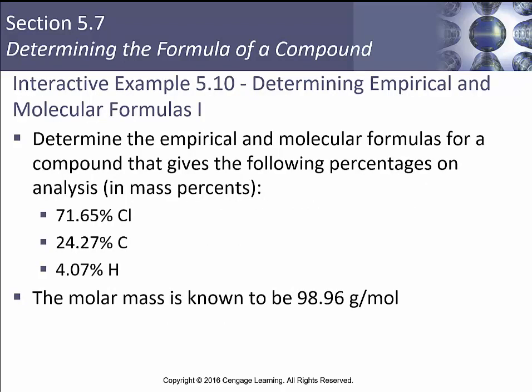So here let's look at an example. We determine the empirical and molecular formulas for a compound that gives the following percentages of analysis based on mass percent. So we got 71.65% chlorine, 24.27% carbon, and 4% hydrogen. We know that the overall molar mass is going to be 98.96 grams per mole. So this is another given for us.